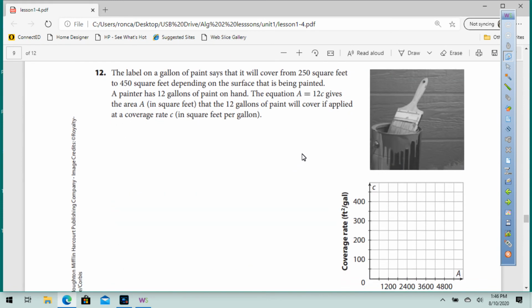The label on a gallon of paint says it will cover from 250 square feet to 450 square feet, depending on the surface that is being painted. A painter has 12 gallons of paint on hand. The equation A equals 12C gives the area A in square feet that the 12 gallons of paint will cover if applied at a coverage rate C in square feet per gallon.